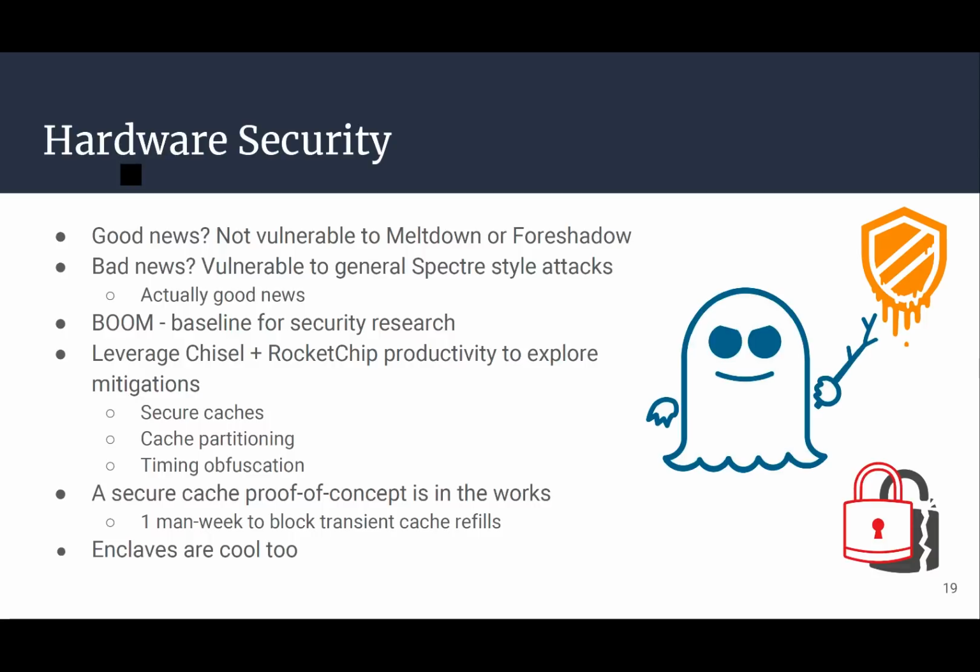A really simple mitigation strategy is to block transient cache refills from touching the L1 data cache. So this would essentially mitigate the most basic Spectre v1 attacks. And it took us just one man-week of work to write the RTL in Chisel, get it reasonably verified and functioning, and also verify it running some test benchmarks.